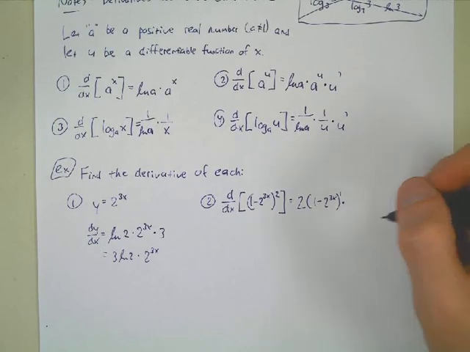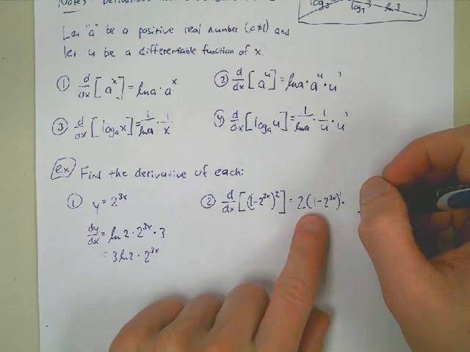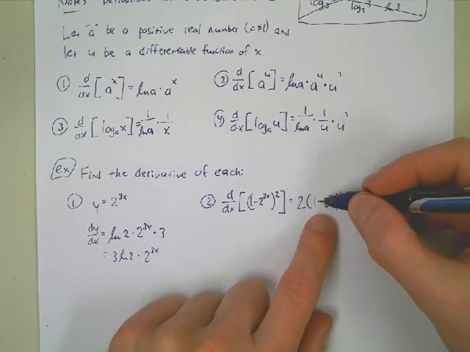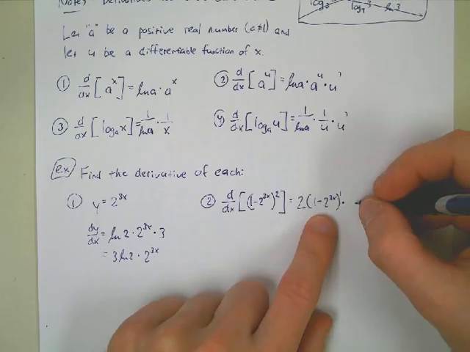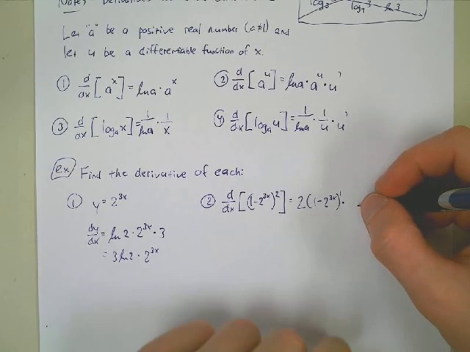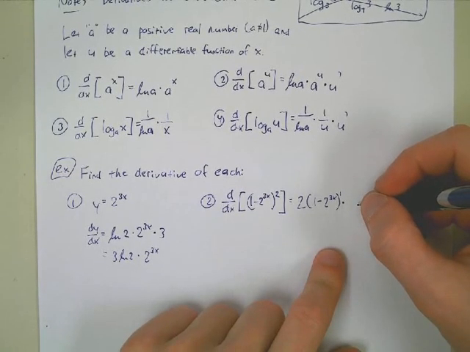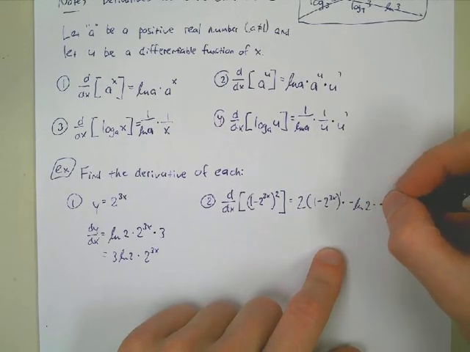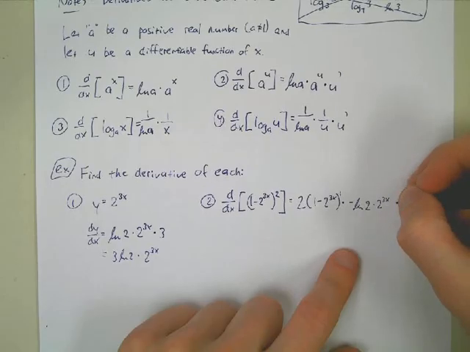All right, so the derivative of 1 is 0, that's gone, so you don't have to worry about that. But the derivative of minus 2 to the 3x. Yeah, negative natural log of 2. So it's going to be negative natural log 2 times 2 to the 3x, times 3. Times 3, yeah.